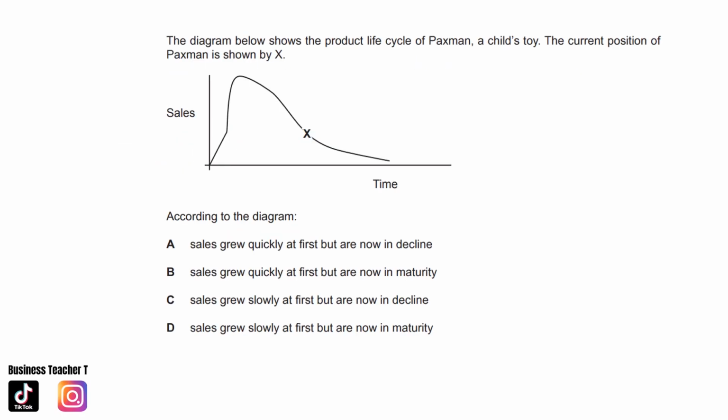The diagram below shows the product life cycle of Paxman, a child's toy. The current position of Paxman is shown by X. According to the diagram, A. Sales grew quickly at first, but are now in decline. B. Sales grew quickly at first, but are now in maturity. C. Sales grew slowly at first, but are now in decline. Or D. Sales grew slowly at first, but are now in maturity. And the answer is A. Sales grew quickly at first, but are now in decline.